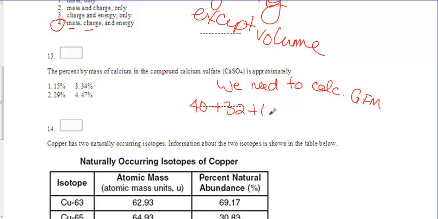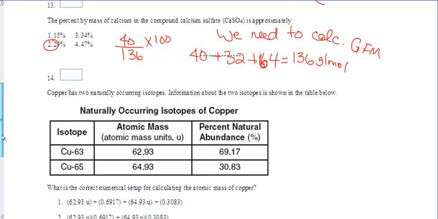So 16 times 4 is 64. All right. So when we add that up, we have 72 and 64 is going to be, just double check, 136, okay, grams per mole. All right, so that's going to be our bottom number, and then on the top is just the mass of the calcium. All right, so that's 40, and then we're going to multiply by 100. So 40 divided by 136 times 100 gives us approximately 29%. Okay, again, pause, try to calculate it before you actually check my answer.